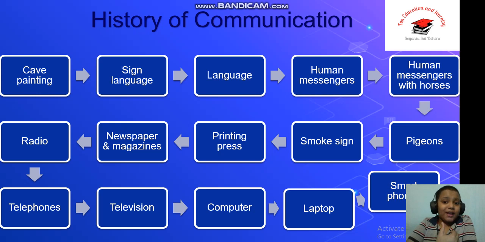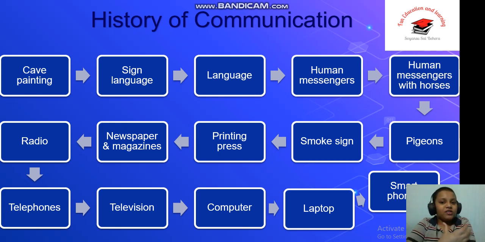Then came the printing press. Paper was invented before, but the printing press copies text written on one paper onto different papers. By this new invention came the newspaper and magazine. After that, the satellite was invented. So radio was used. Radio used satellites to communicate in different places. Then came the telephone.